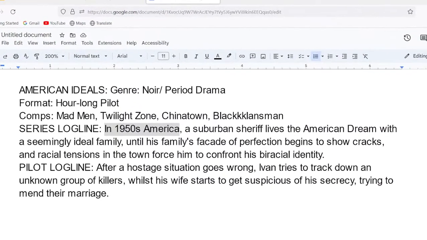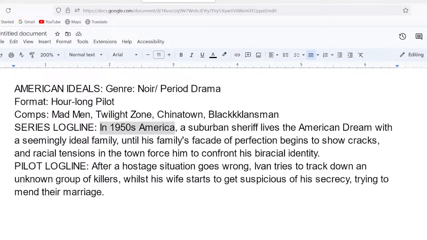A suburban sheriff lives the American dream with a seemingly ideal family, okay? Until his family's facade of perfection begins to show cracks, and racial tensions in the town force him to confront his biracial identity. Okay, I'm not sure I see it, but let me ask some questions and maybe clarify a little bit, and let me read the pilot logline and see if that clears things up for me.